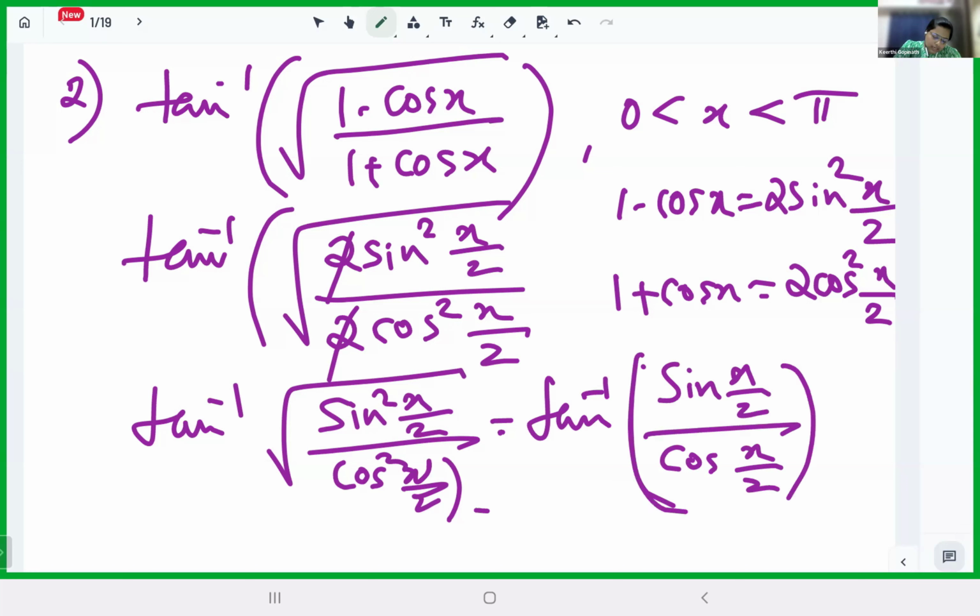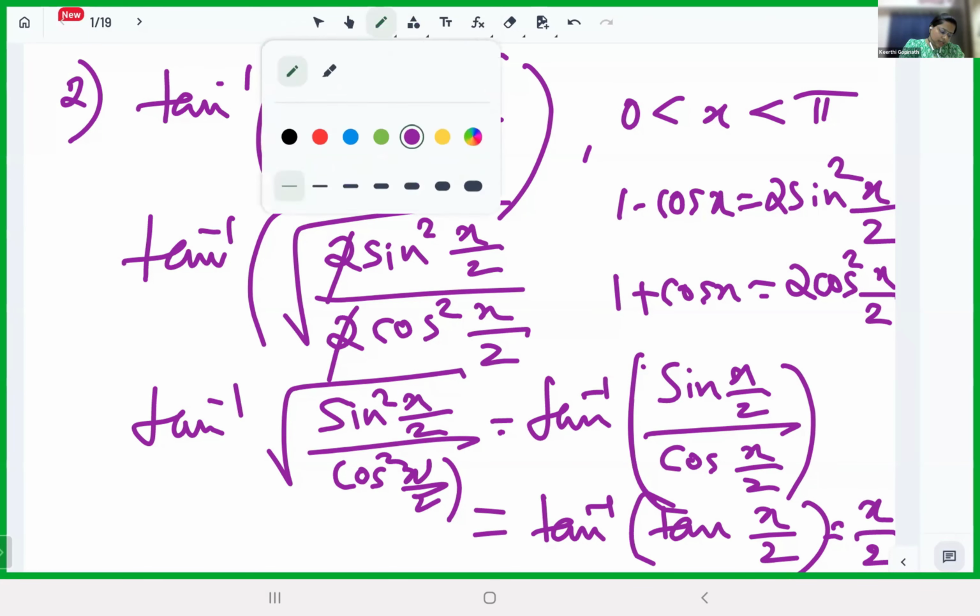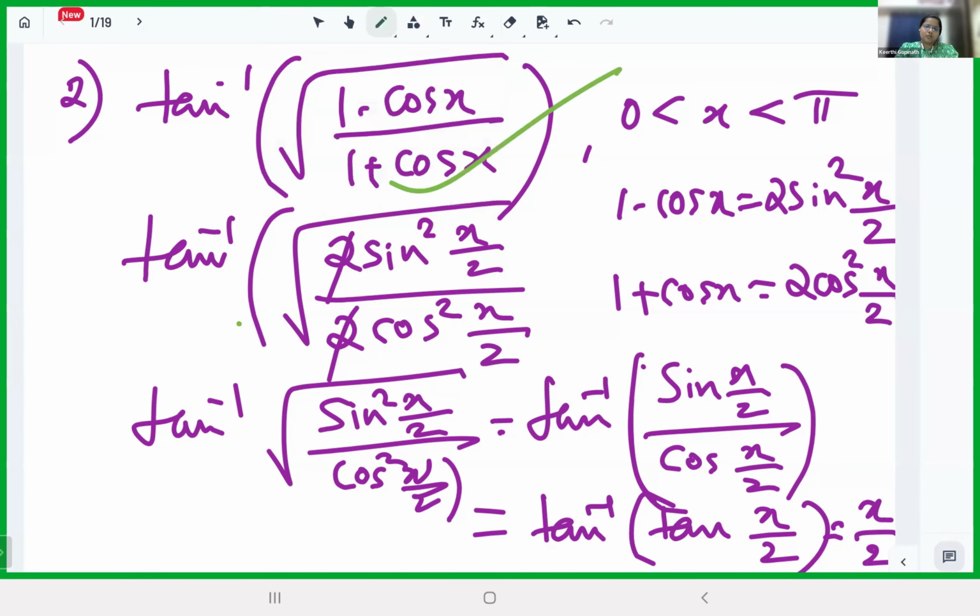So what is this? Tan inverse of tan of x by 2. By using the property of inverse trigonometry, we can conclude this as x by 2. Tan inverse of tan x by 2 is nothing but x by 2 itself. So this is the simplest form. We started from tan inverse of root of 1 minus cos x by 1 plus cos x. By applying the trigonometric identity as well as the property of inverse, we got the simplest form of this particular question, which is x by 2.